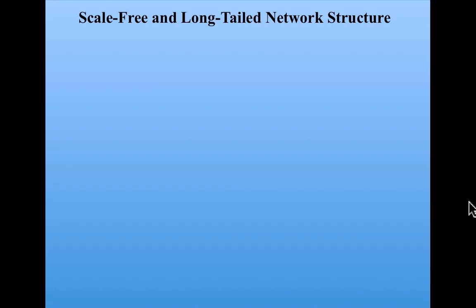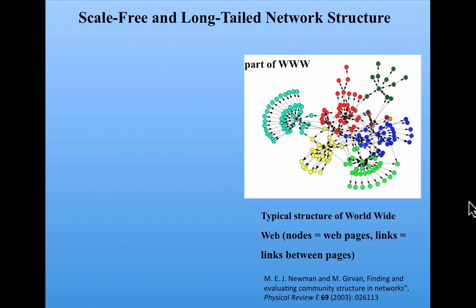In this unit, we're going to cover a different aspect of network structure, often called scale-free structure, but more generally known as long-tailed network structure. Here's the idea. Here's a picture of the typical structure of parts of the World Wide Web, where nodes are web pages and links are links between pages. You can see that they're directional, that one page links to another page, but not necessarily in reverse. You can also see that there are hubs in this kind of network, pages that link to many other pages. And there are also hubs that are pages that many other pages link to, like right here.